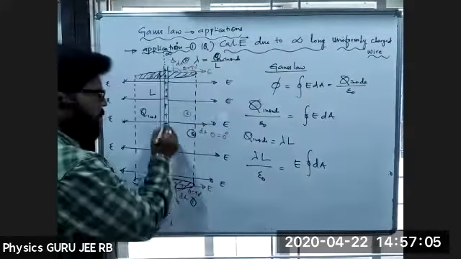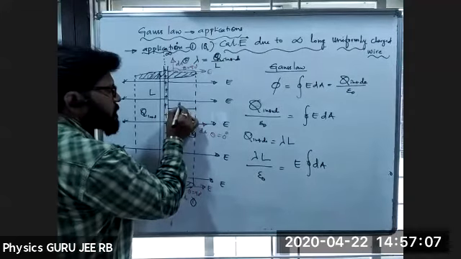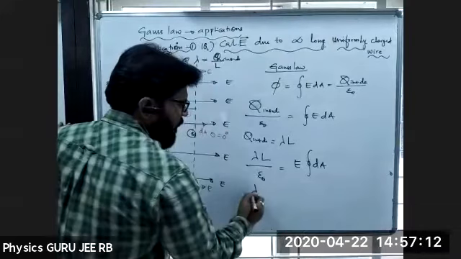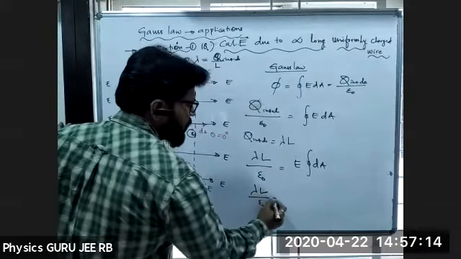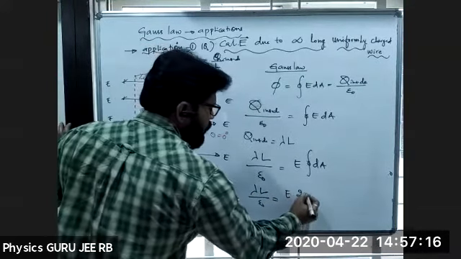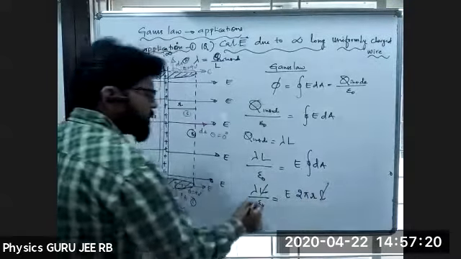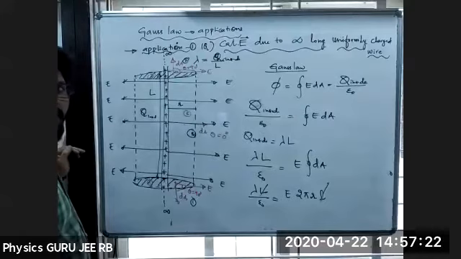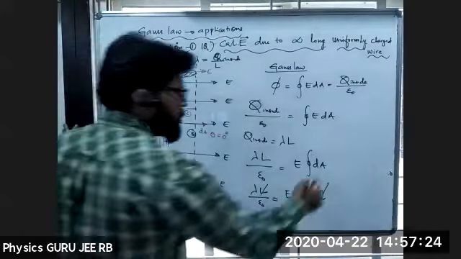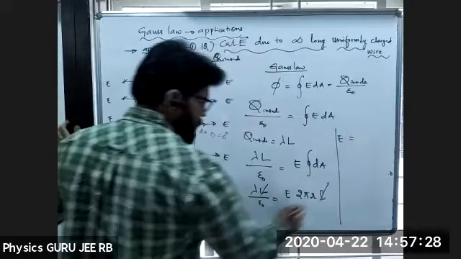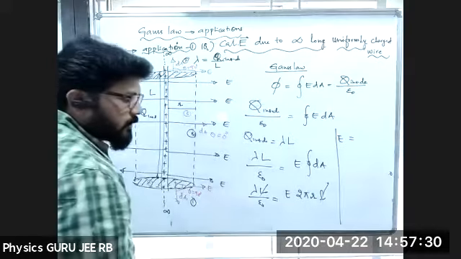So let me take this small r as the radius. For the Gaussian surface, lambda L by epsilon naught is equal to E into 2 pi r L. That's all. So L will get cancelled. What I'm getting here is E, just by cross multiplication.